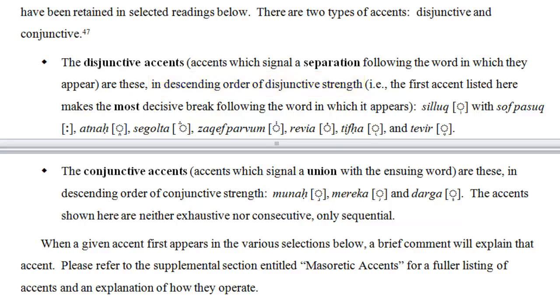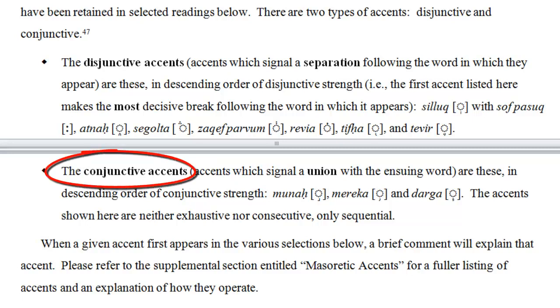So then, the most commonly occurring disjunctive accents are siluk together with sof pasuk, those operate in combination. Then atanach, this is the second strongest division. Then segolta, zakef parvum, revia, tifcha, and tevir. Once again, this list is not exhaustive. The section entitled Masoretic Accents at the back of the book will give you a more complete list.